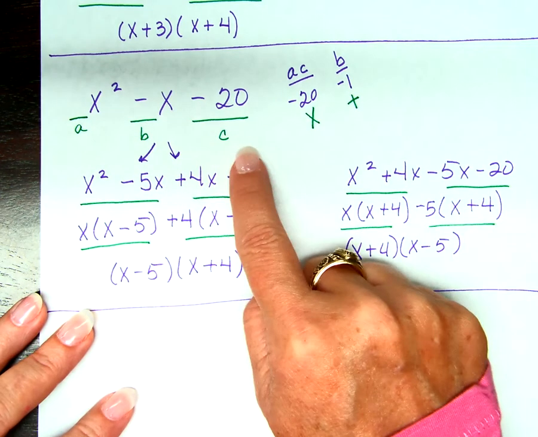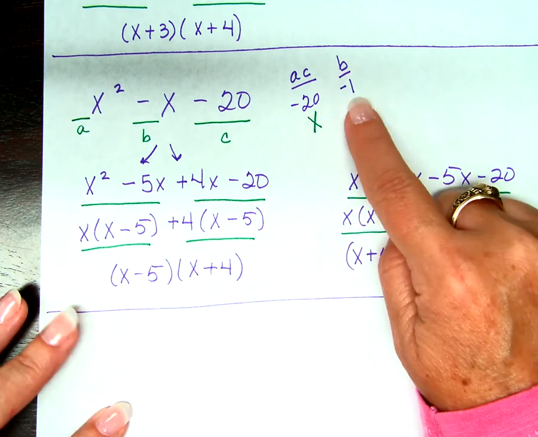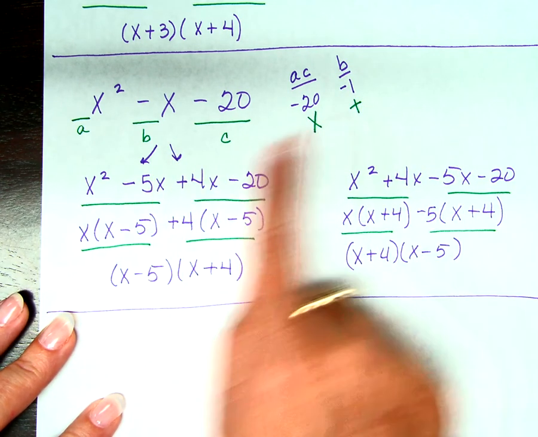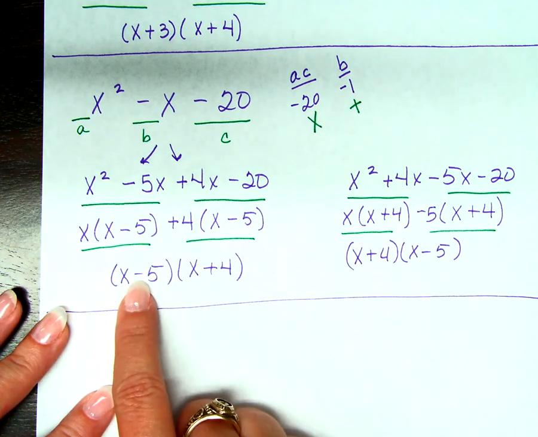In this problem right here, I said, what is AC? And you said negative 20. And I said, what is B? And you said negative 1. And I said, what multiplies to be negative 20 and adds to be negative 1? And you said negative 5 and positive 4.